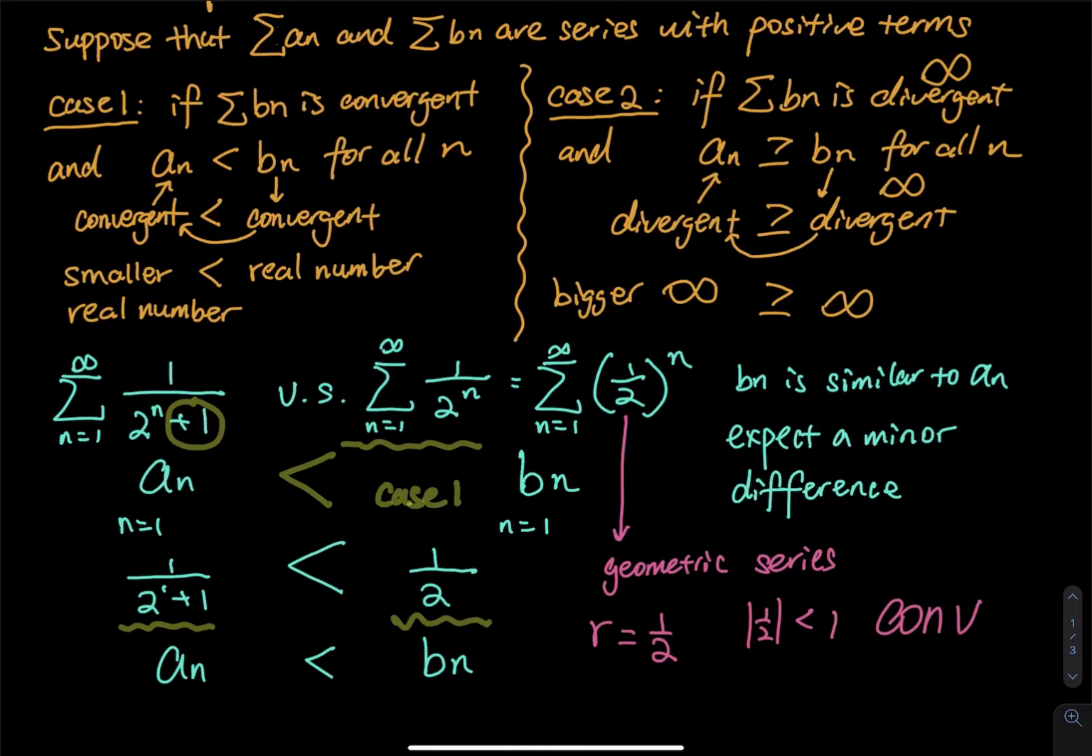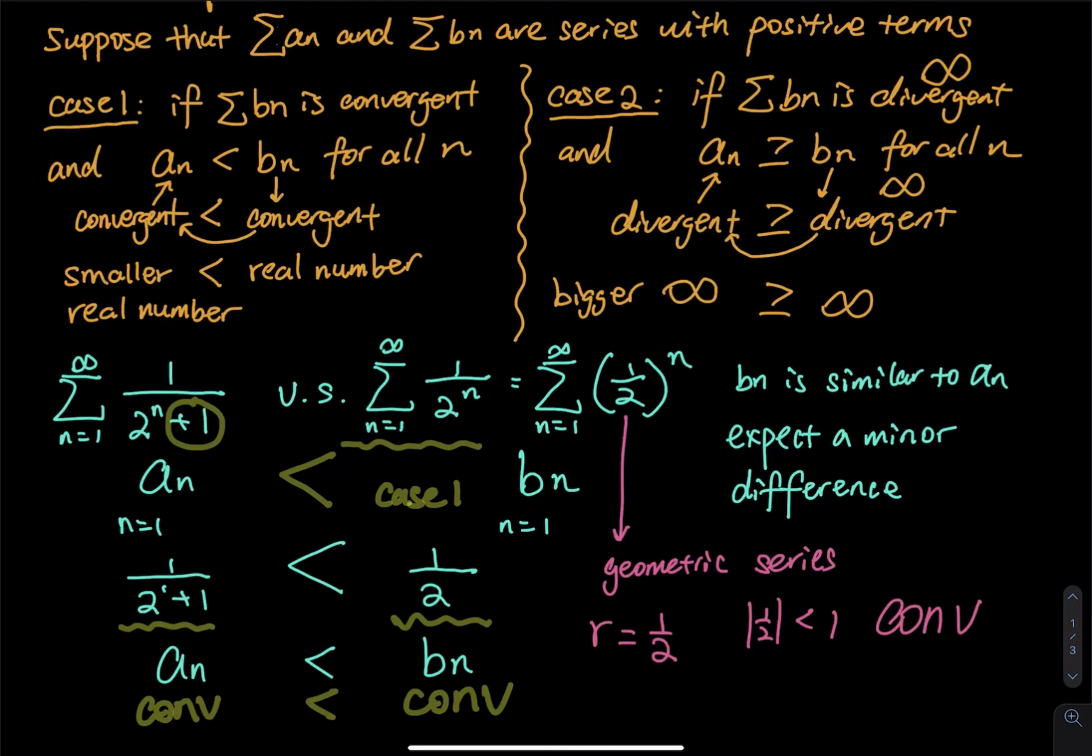An is less than Bn, and Bn is convergent. So since An is less than Bn, that means An is also convergent. So when I was learning the comparison test, this is what I was thinking. All right, I got a series that is very similar to a geometric series. The only difference is you have to omit the plus 1. Then I will make a comparison. I will write another series and omit the plus 1, and here will be my comparison.